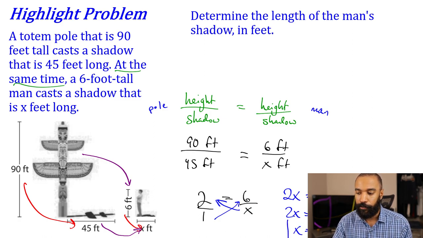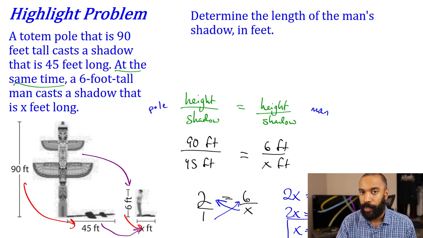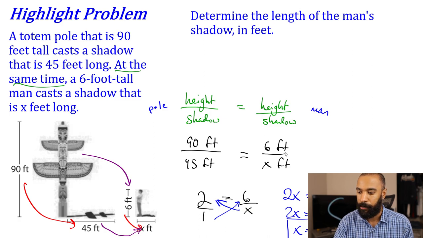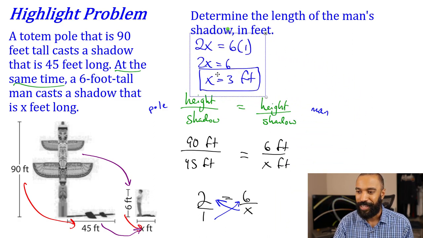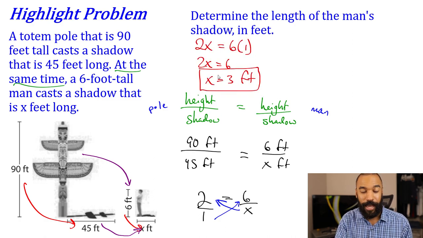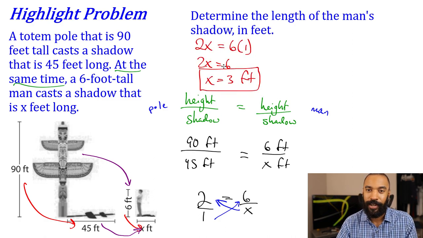The shadow length for the man is going to be 3 feet long if the man is 6 feet tall standing upright. Oh, you can't see that. Hang on, I'm in your way. I was writing this right here. I'm sorry. There you go. That would be the final result there in setting that up.